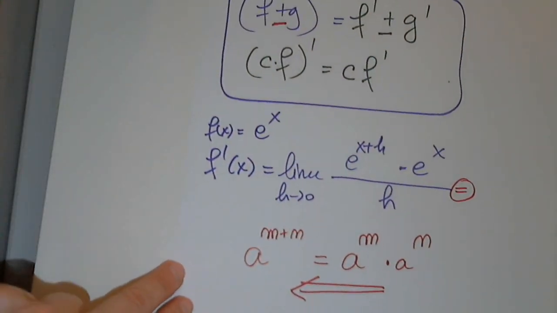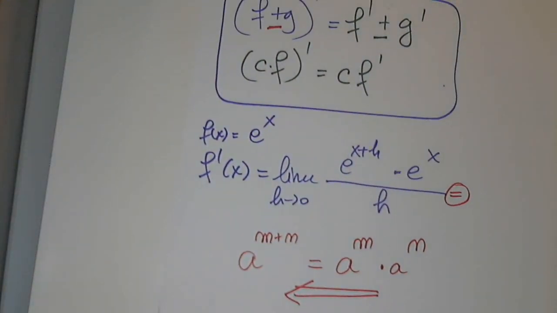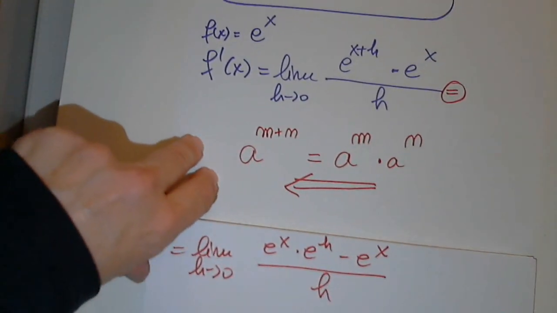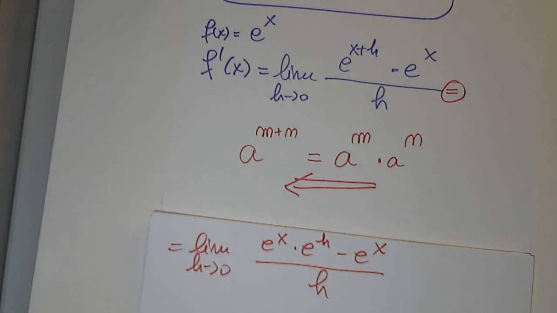X plus. Careful. Oh, sorry, times. Yes, exactly. e to the x times e to the h minus e to the x, divided by h. Excellent. Okay, what next? What do you think I'm going to do next? I know you know.